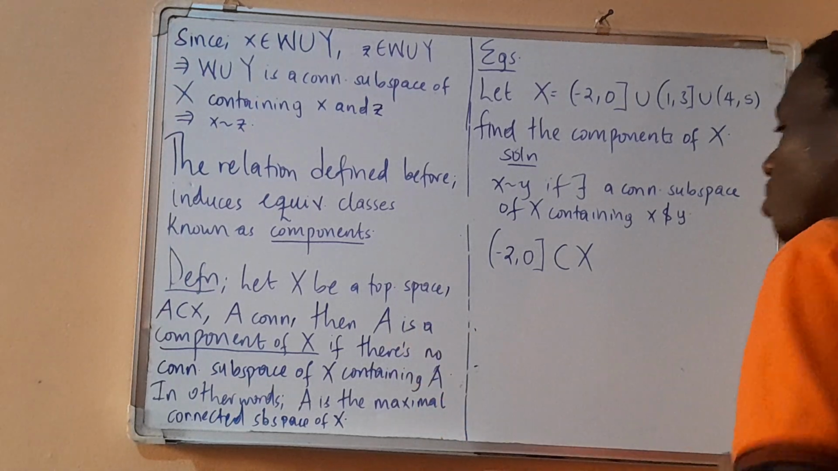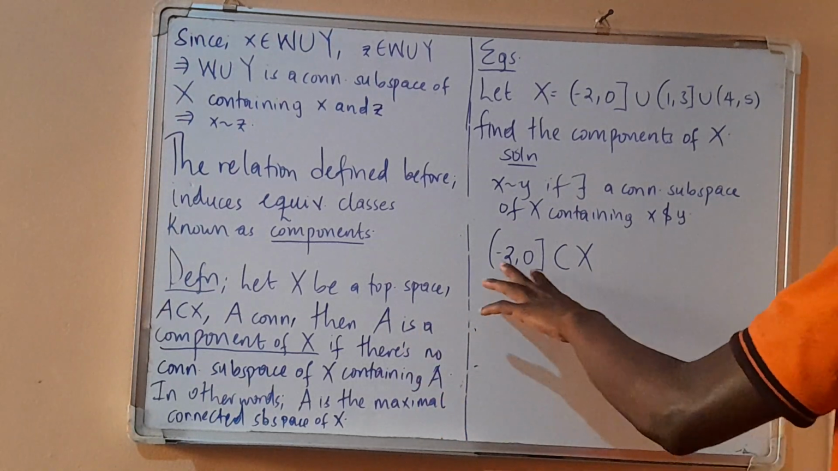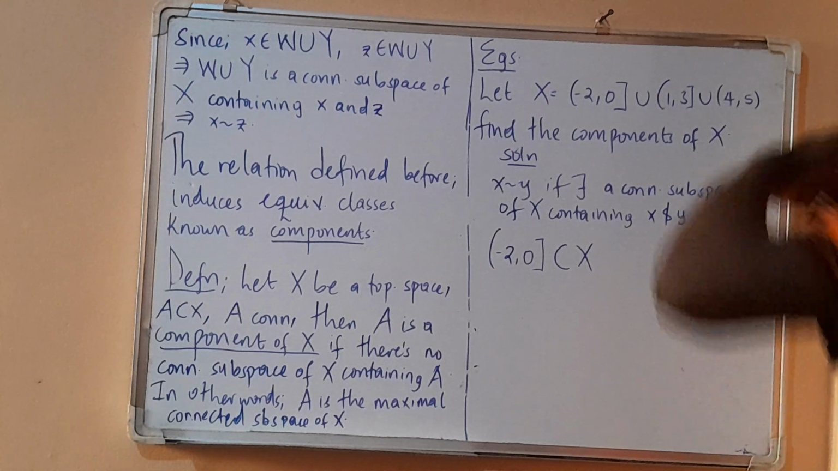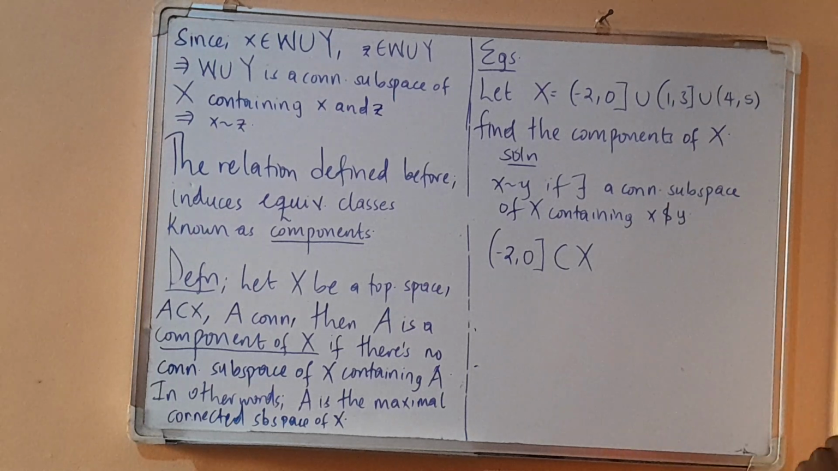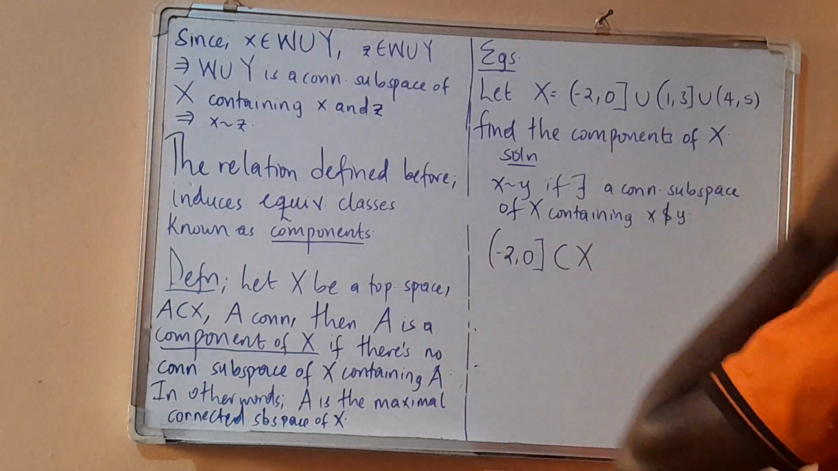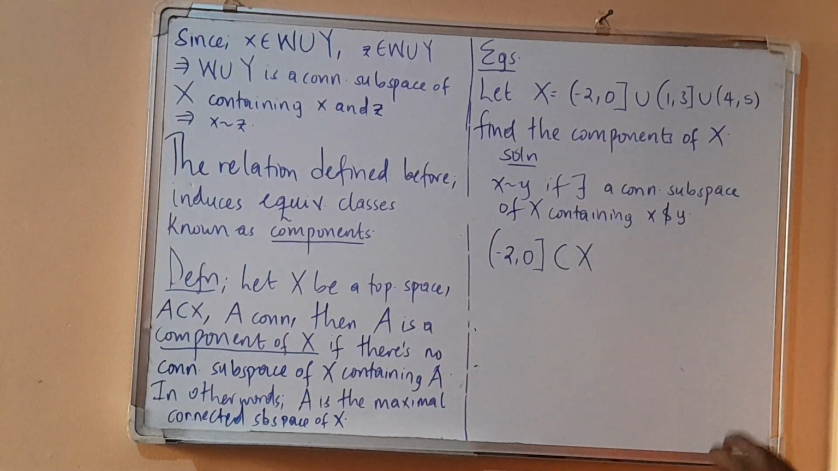Then it has to be connected. This interval here is connected, since a connected subset of the real line takes this form. So this is connected. Then we have to make sure that there is no connected subspace of X containing this set.